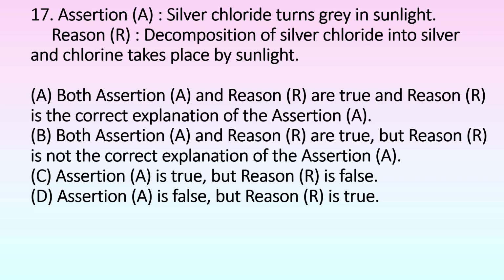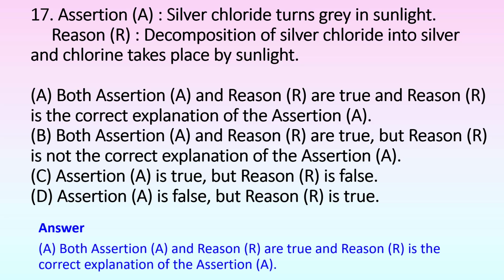Next, question number 17. Assertion: silver chloride turns grey in sunlight. This is true. Reason: decomposition of silver chloride into silver and chlorine takes place by sunlight. This is also true, and this is the correct reason for the assertion. So the correct answer is option A. Both assertion and reason are true, and reason is the correct explanation of the assertion.